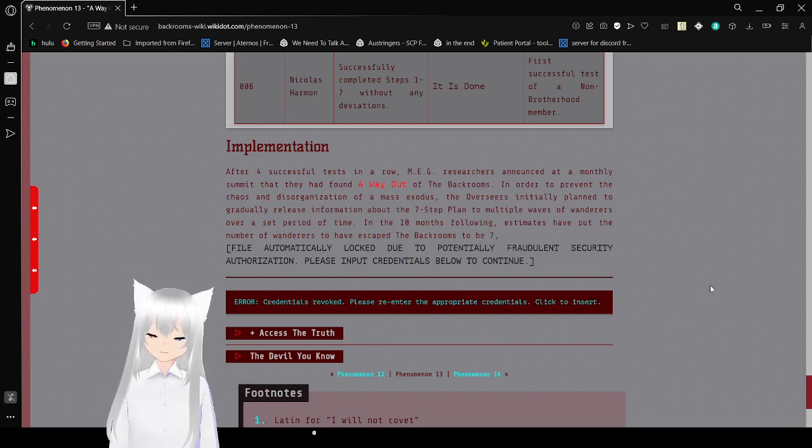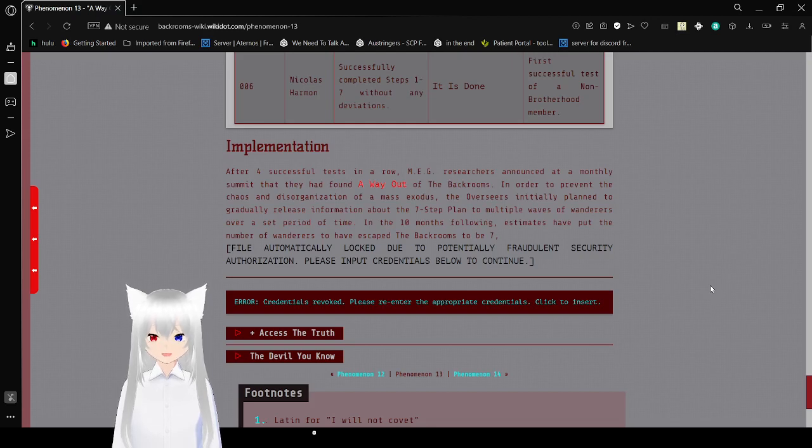Implementation. After 4 successful tests in a row, MEG researchers announced at a monthly summit that they had found a way out of the Backrooms. In order to prevent the chaos and disorganization of a mass exodus, the overseers initially planned to gradually release information about the 7-step plan to multiple waves of wanderers over a set period of time. In the 10 months following, estimates have put the number of wanderers to escape the Backrooms to be 7.